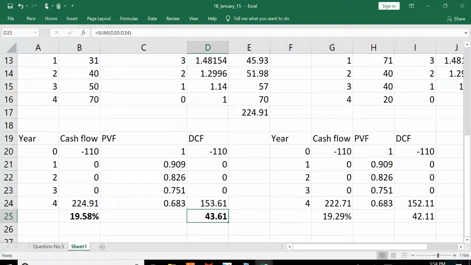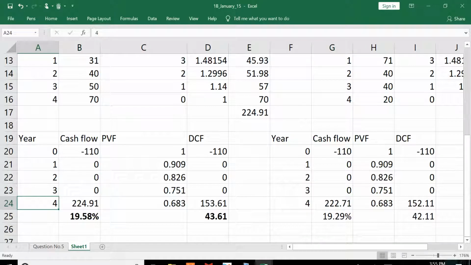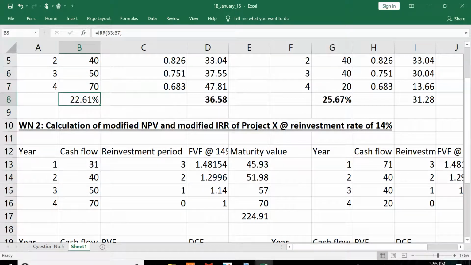In fact, I don't even need to calculate NPV and IRR. I can find it with the cash flow itself. 224 vis-a-vis 222. That itself will tell me, because the initial outflow was 110. So the 224 and 222 itself can answer which is going to be better. If you see, initially IRR was 22. Why did it come down? Because your reinvestment is happening at 14%. You are reinvesting it at a lower rate.